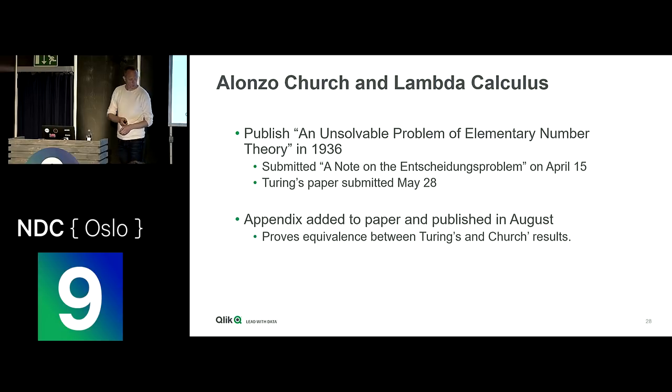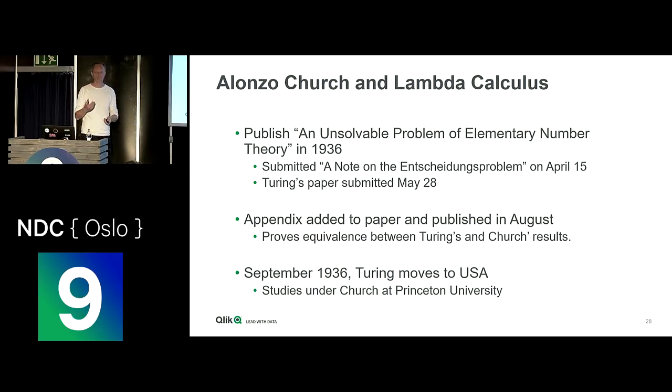And they did, with a condition. And the condition was that Turing had to prove that the result that he came up with, his Turing machine, was equivalent to the ones that Alonzo Church came up with in his calculus. So he did that, and that paper was approved and published in August, same year. But it was quite obvious that these two persons had a lot in common, that they were working on problems of a similar dignity and in the same area. So they actually started working together. And Turing moved to the US and studied under Alonzo Church at Princeton University, and actually took his PhD under Alonzo Church. That pretty much settled it for the Turing machine.